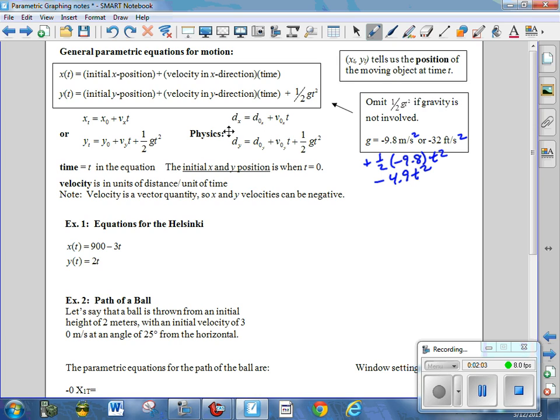In physics, you looked at displacement in the x direction equals initial displacement in the x direction plus initial velocity in the x direction times time. When you put sub 0, it just means initial. So that's what these variables are telling you.